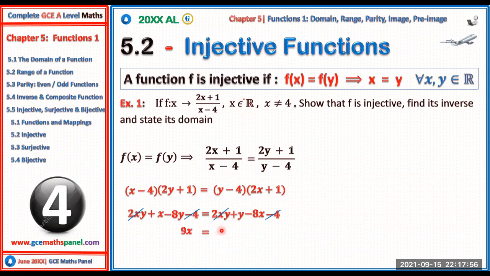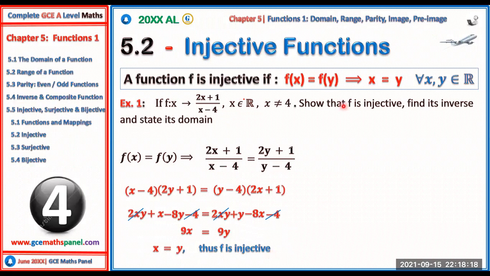This one should be equal to, if you carry this minus 8y, or we say we add 8y on both sides, on the right-hand side, we'll have 8y plus y, which is 9y. And from here, x is equal to y. Therefore, this function is injective. That is all about injection for everything that they give you.